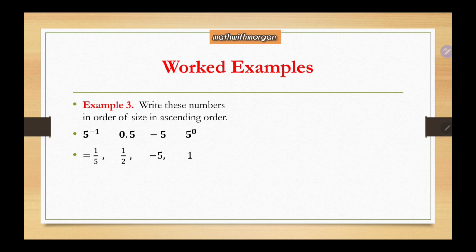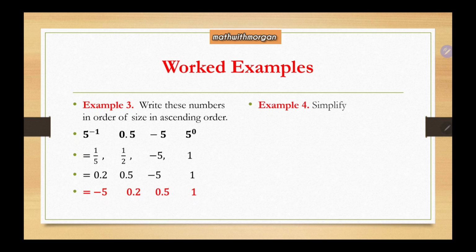Now we can rearrange this. Well, the negative number has to come first because that will be the smallest one. And then you're going to have to convert each of these numbers to decimals because that will be easier to work with. 1/5, I believe, can be written as 0.2 and half can be written as 0.5. So if we're going in ascending order, -5 comes first, 0.2 comes next, 0.5, and then 1. That will be our answer.